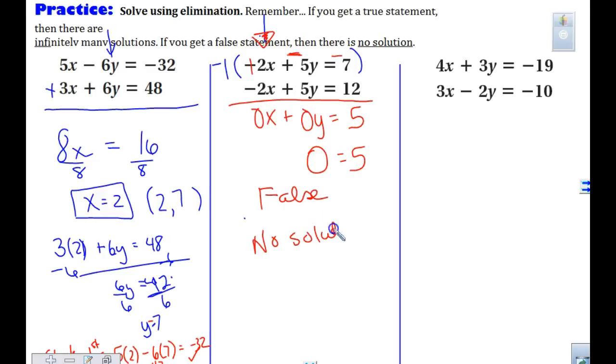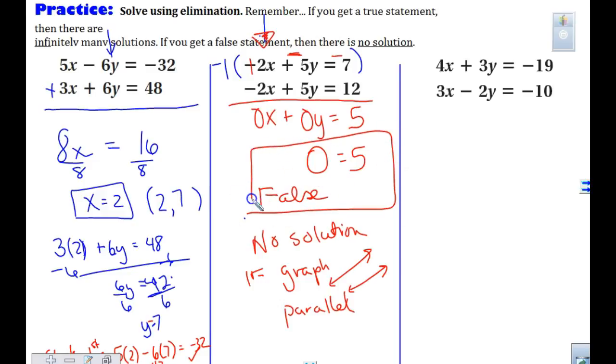If I would have graphed these two, what do I know about the two lines? They would have been parallel lines, right? If I would have graphed, I would have seen two lines. I don't know if their slope would have been positive or negative, but they would be parallel, because there is no solution, okay? So no solution in substitution and elimination is when you get this false statement. And if you were graphing it, it's when you have parallel lines.